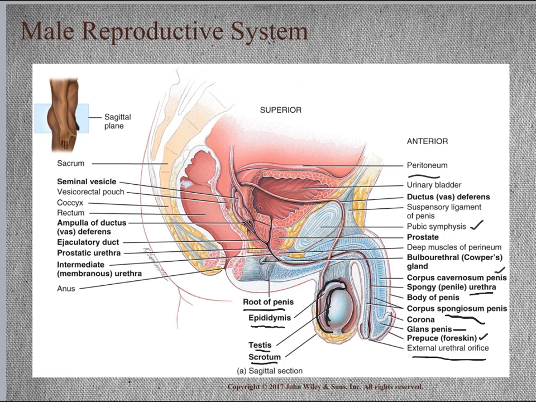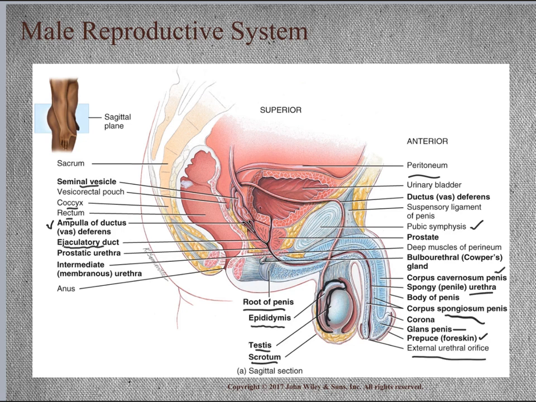Moving up from the posterior aspect, we have our seminal vesicle, again, another one of our accessory glands. We have some bony landmarks, our coccyx, remember, that little vestigial tailbone, our rectum, our ampulla of the vas deferens. We'll talk about what that ampulla is and how it leads into this ejaculatory duct.